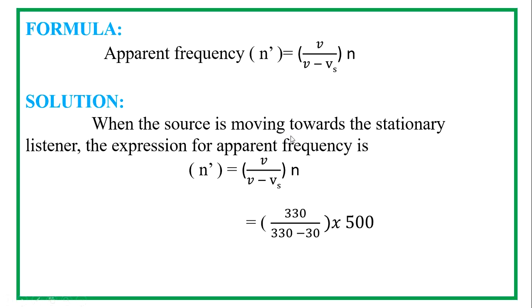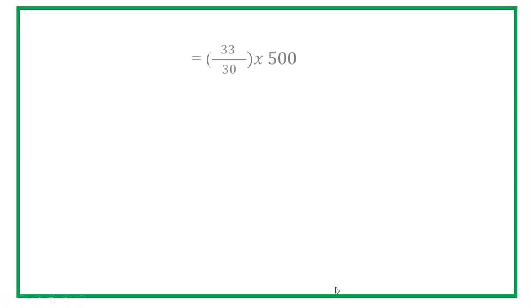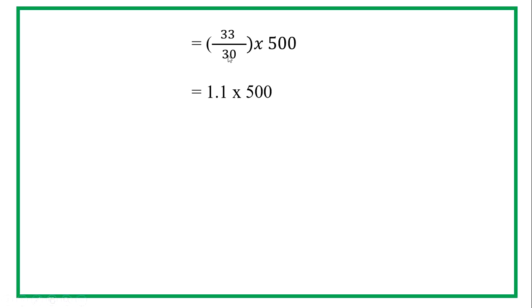Now we can substitute the value for V and Vs. n dash is 330 by 330 minus 30 into 500, where 500 is the frequency. Now we subtract 330 and 30. We get 330 by 300 into 500. Now that value becomes 33 by 30 into 500. When we divide 33 and 30, we get 1.1 into 500. When we multiply 1.1 and 500, we get the value n dash is equal to 550 hertz.